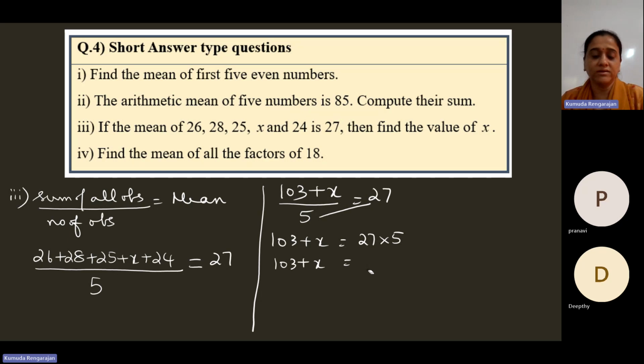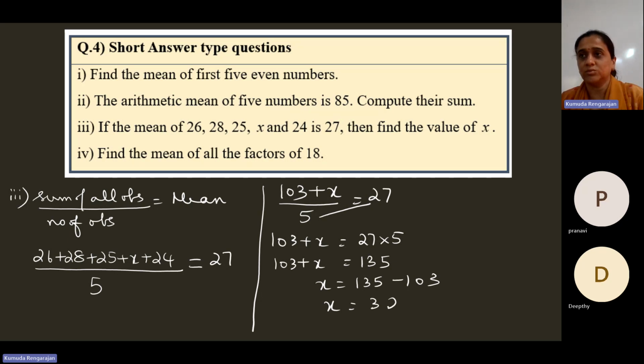Next, how do you simplify? So x is equal to 135 minus 103. So x is equal to 32. So that missing observation, the observation which is not known, x, has the value 32. 1, 2, 3, 4. The fourth observation is 32.